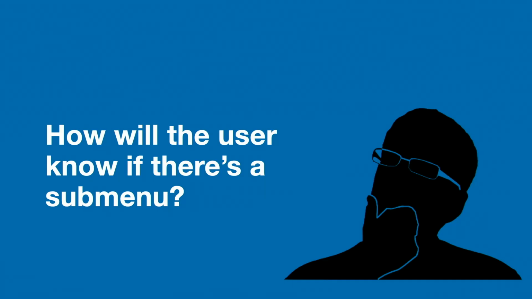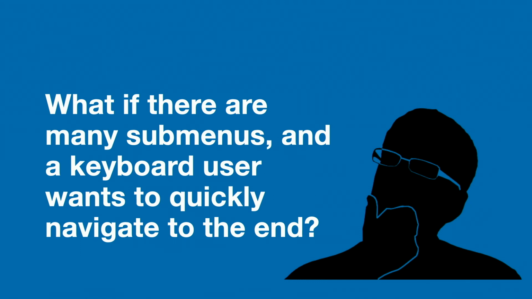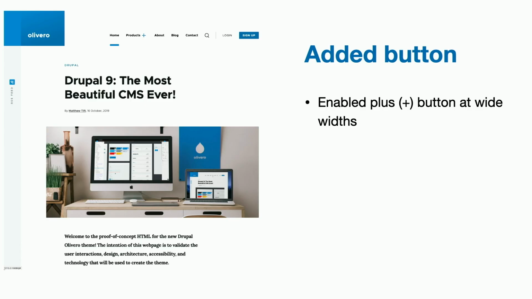One of the first issues that we ran into within this proof of concept is that there's no indication that there's a submenu. In addition to that, if a user is navigating the menu system via a keyboard, they have to go through the whole menu if they want to go to the end, and that's an issue. So what we ended up doing is taking that mobile plus minus button and making it functional at desktop widths. So you could tab forward, tab past it, hit enter when you're there, and then you can tab down.